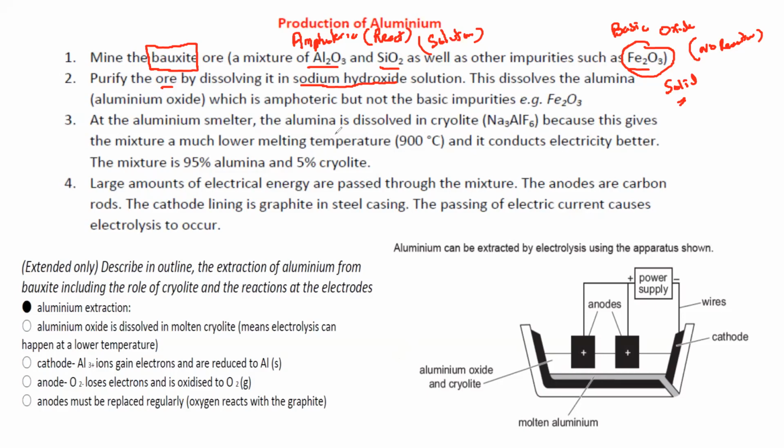Then what we do to this aluminium oxide, we add cryolite. What is the purpose of adding cryolite? Cryolite is basically used as a solvent.